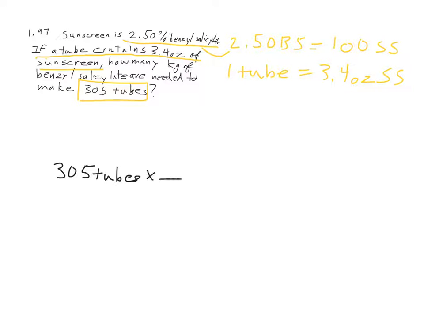Then I'm going to come up with a ratio that lets me get rid of tubes. And the only relationship I have with tubes is that one tube is 3.4 ounces of sunscreen. I now have sunscreen and ounces. I don't want ounces, I want kilograms.